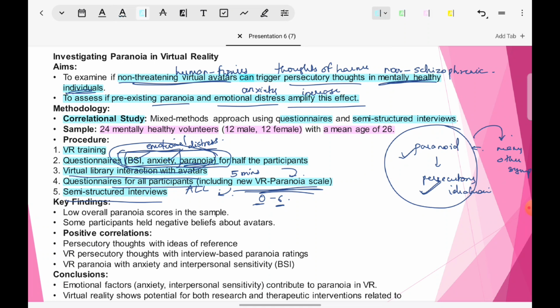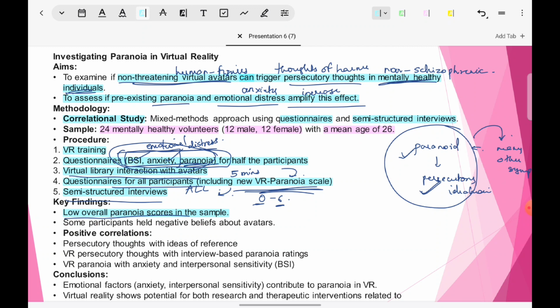In the textbook, all the correlation figures are there. The mean paranoia figure is there. You must memorize all of that. Also, some of the negative and positive comments on the interview by the participants, you must memorize. Overall, they found that paranoia scores are low in the sample. That is as expected because these are normal individuals. These are not schizophrenic individuals. So normal individuals tend to be less paranoid by nature.